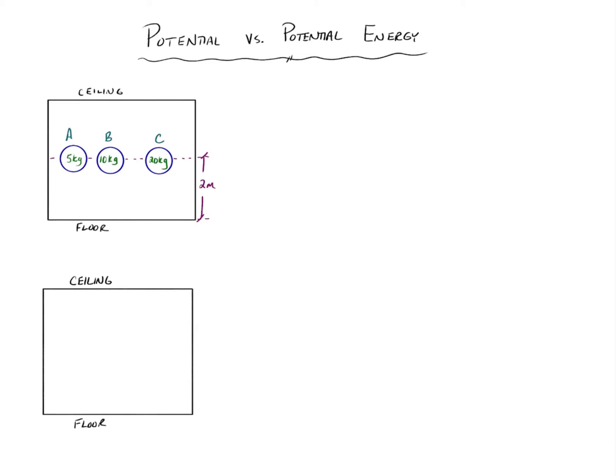So let's take a look here to try and understand this distinction by noting that we have three masses, A, B, and C, which are 5, 10, and 20 kilograms respectively. All three are being held 2 meters above the floor of this classroom, which we will assume is on Earth. We know that the potential energy is found by multiplying the mass times the acceleration due to gravity and multiplying that by the height. So if we plug in those values, we get 98.1 joules for mass A.